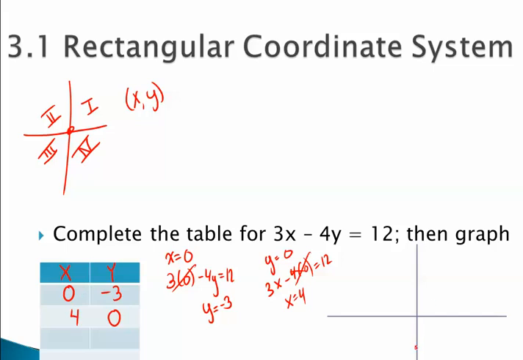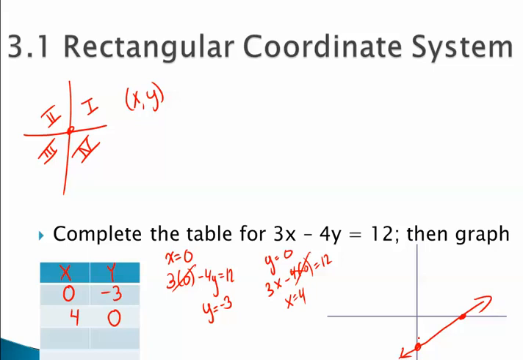I would like you to do this on graph paper, but you'll get the idea just with x and y axes. So this is 0, negative 3. This will be 4, 0. And you need just 2 points to make a line, so you're just going to connect those to get our line.